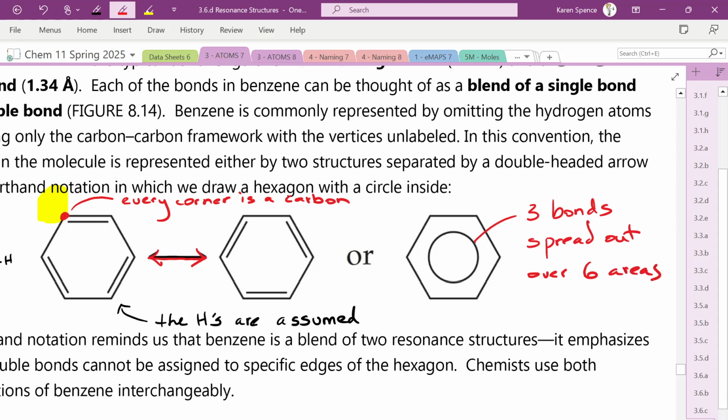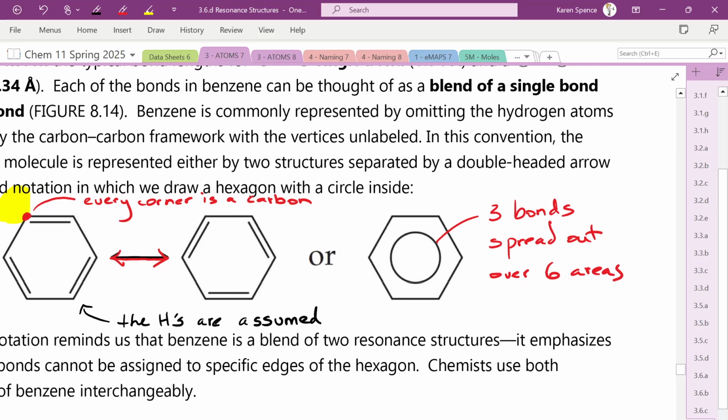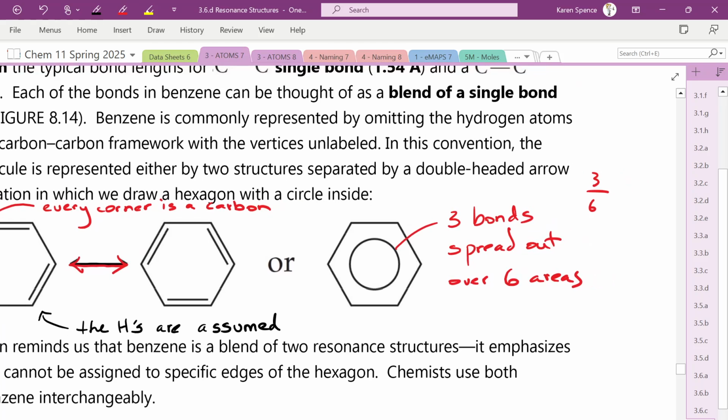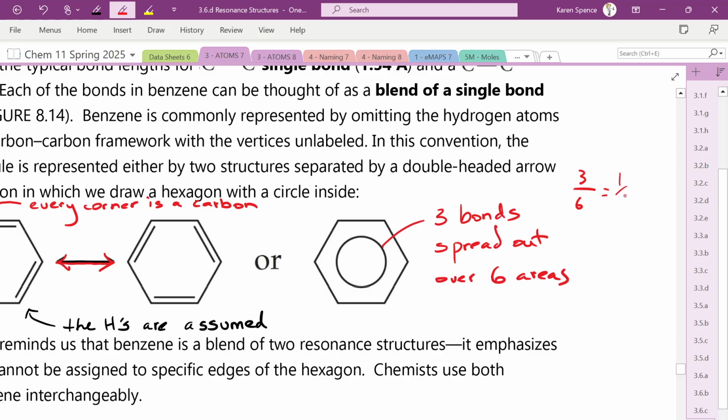And I didn't do a very good job of explaining it before. That's 3 bonds spread out over 6 places. That's 3 over 6. That's a half bond. Yeah? So each of them is 1.5. Okay?